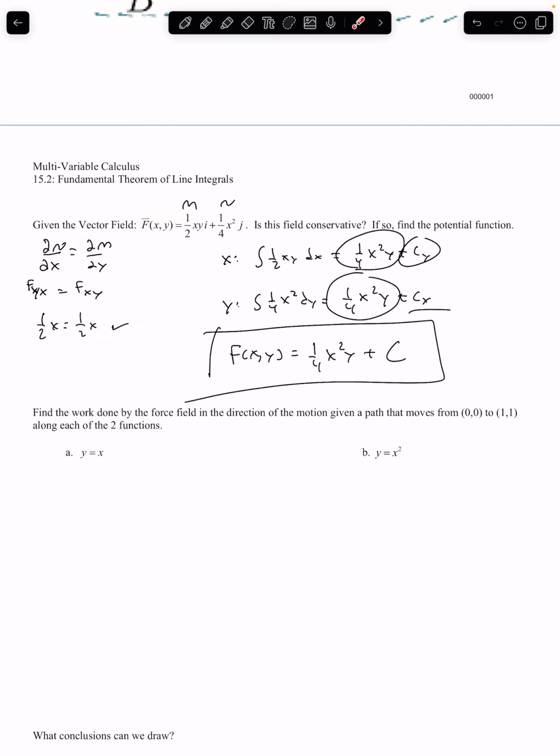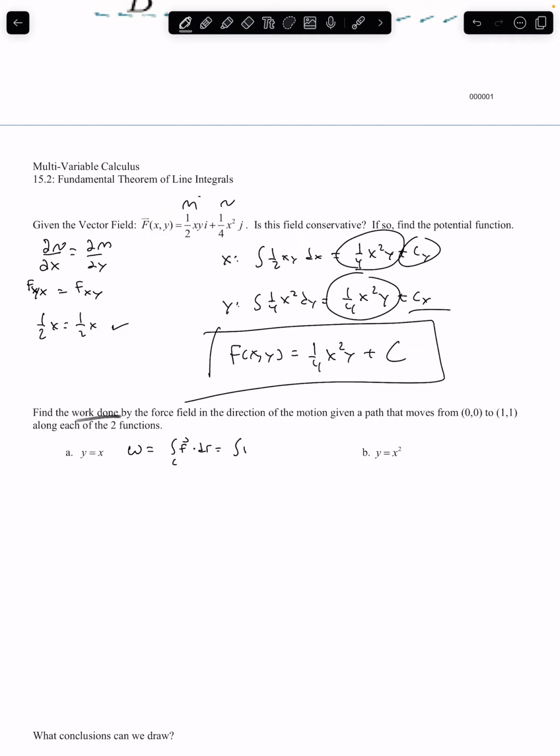All right, so now what we want to do is find the work done by our vector field up here on the following paths, y equals x and y equals x squared, from (0,0) to (1,1). So let's redefine work here. Work, you might remember, is the line integral of our vector field times our displacement. Sorry about that. We can't really integrate this one because you really can't integrate over an entire path. So we simplified it to this.